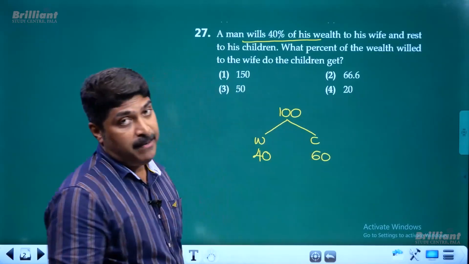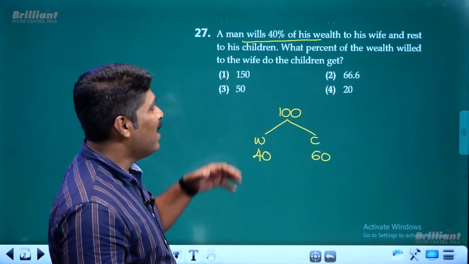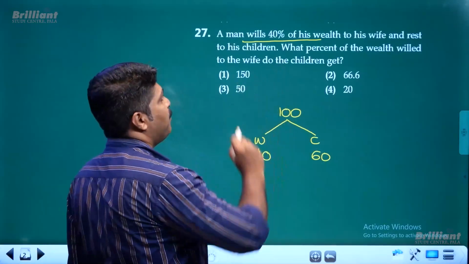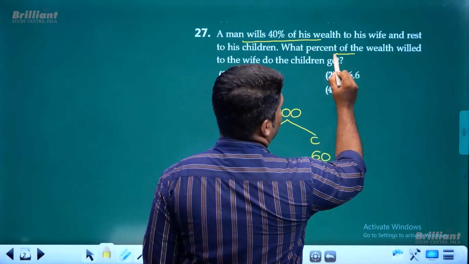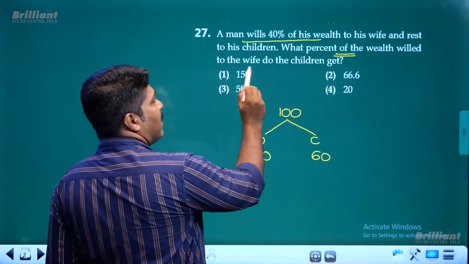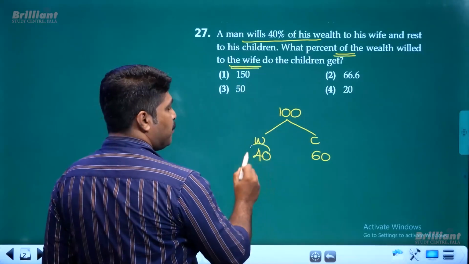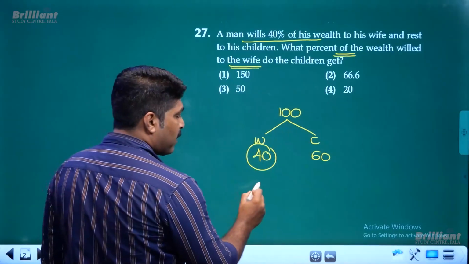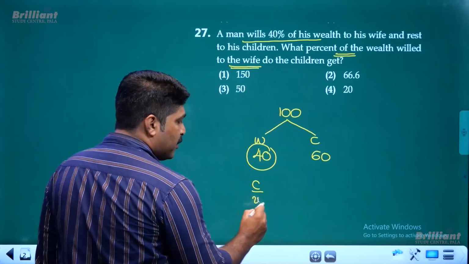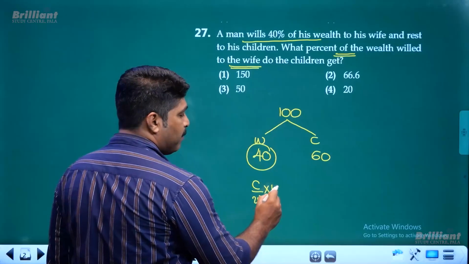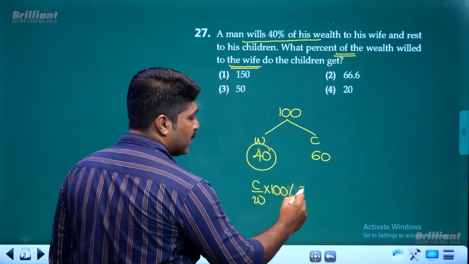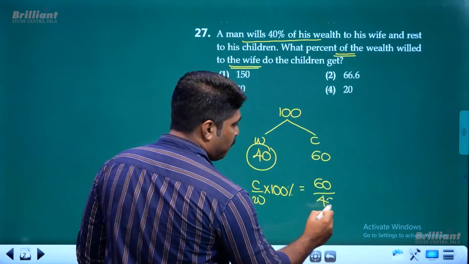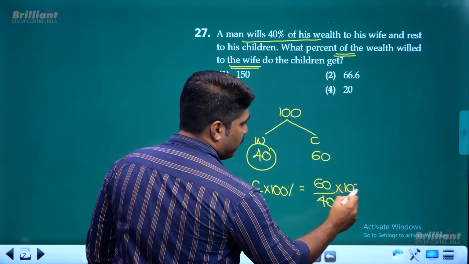So the next point is very important, how to understand the situation or how to interpret the question properly here. What percent of the wealth willed towards the wife? After this "of", that's the wealth towards the wife, therefore this should be the base. Do the children get? So that means we are going to find out children divided by wife into 100%. This is our required percentage. So that means here 60 is what percent of 40. So this we are going to find out.